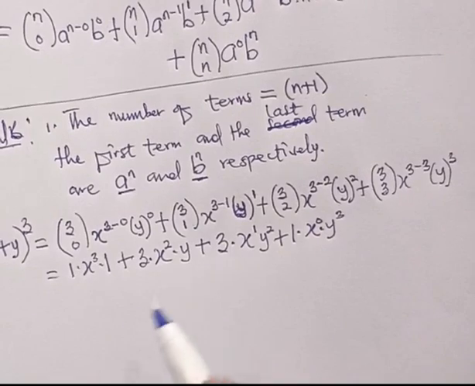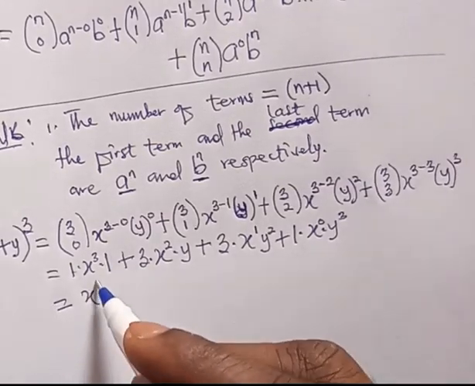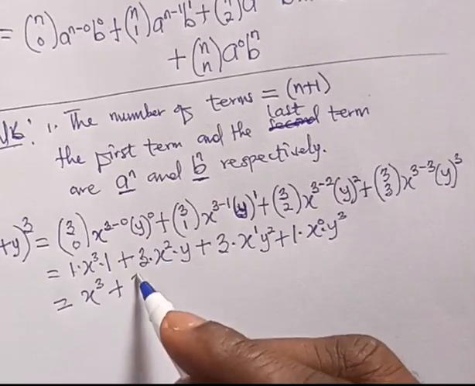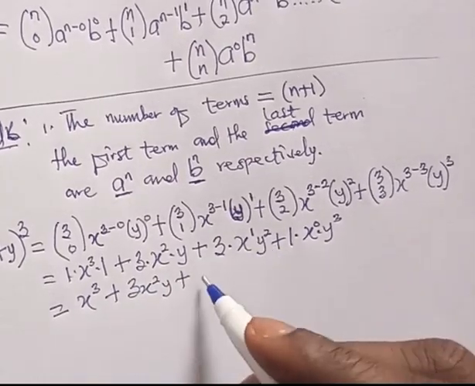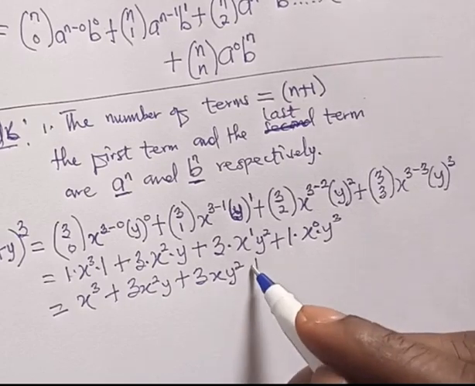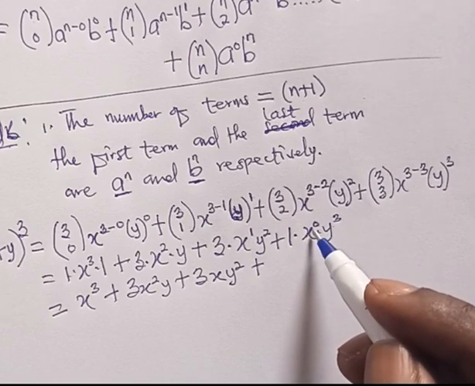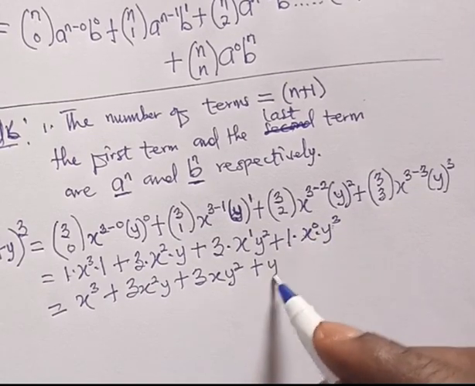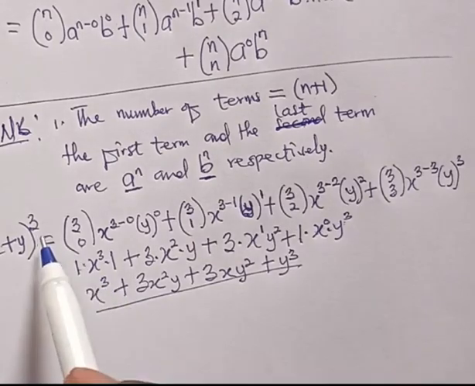So let's write our final answer. 1 times this, we are getting x cube, plus 3 times this, we have 3x squared y, plus 3 times this, we are getting 3xy squared, plus 1 times this. So x exponent 0, you know that any non-zero number to the power 0 is 1. So 1 times 1, then we are getting y cube. So this gives us our answer.